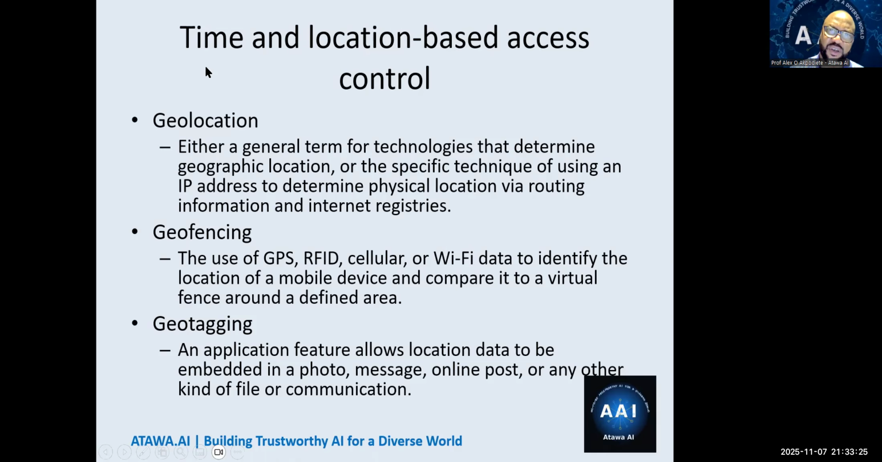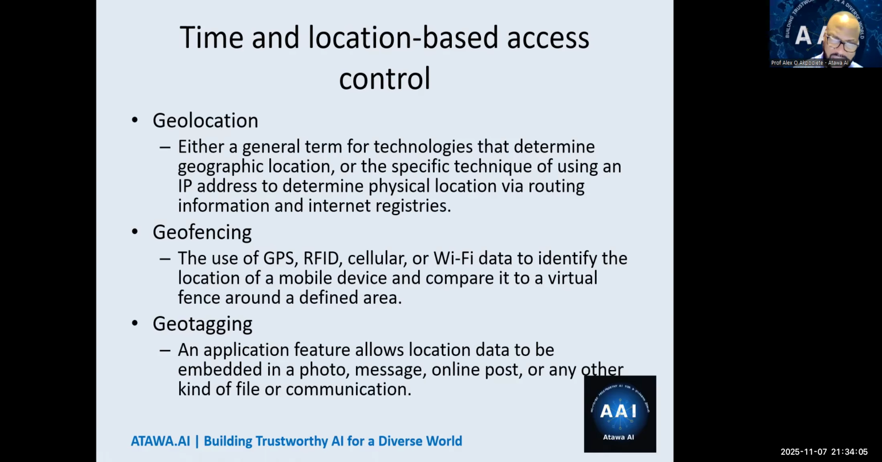So how do we basically control access? Besides what we looked at before in chapter 7, where we looked at authentication, here we look at time and location-based access control, because sometimes people add this as part of the authentication methodology. Geolocation is using an IP address to determine your physical location, like the radio information. It's a general term for the technology. And then geofencing, we use GPS, RFID, radio frequency ID, or Wi-Fi data to identify the location of a mobile device and compare it to some kind of virtual fence that we created.